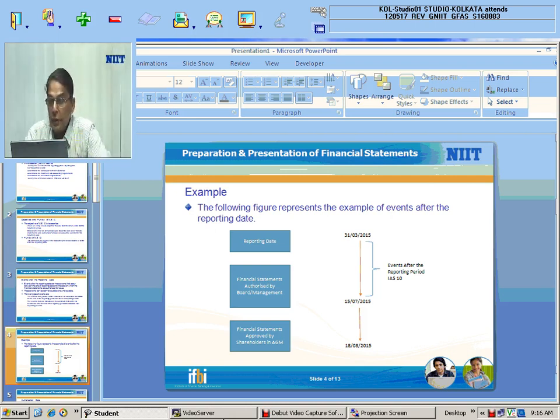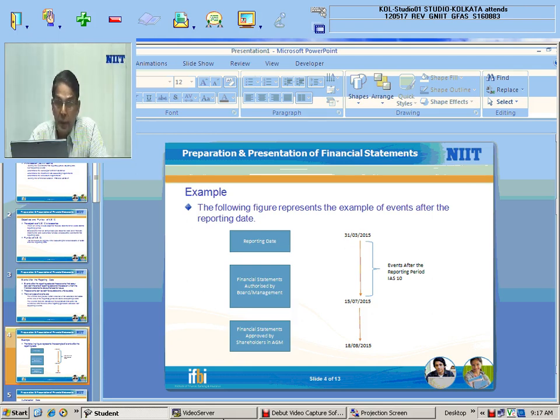So financial statements are authorized by the board or the management. Supposing that the reporting date is 31/3/2015, and financial statements are actually authorized by the board or management subsequently on 15th of July 2015. During this period, any events which happen are called events after the reporting date. Any event that may be favorable for the entity or unfavorable for the entity will be considered as an event after reporting date. So the period between the end of the reporting period, that is 31/3/2015, and the date the financial statements are authorized for issue by the management. During this period, any event which happens or occurs which may be favorable or unfavorable for the entity would be considered events after the reporting date.